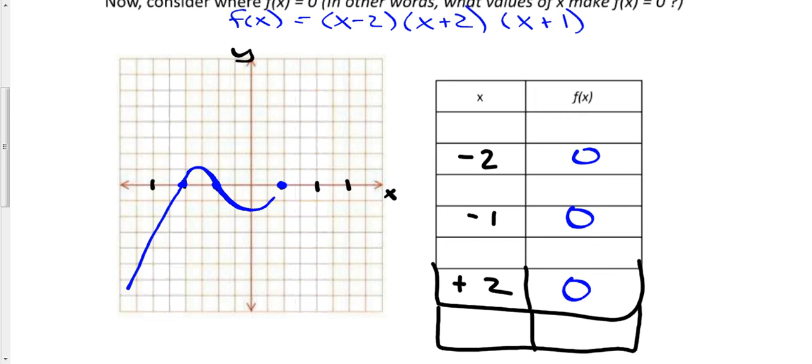And it's going to go up. Now, how far up? How far up here and how far down here? I don't know until I actually put some values in. Right? This is going to go down to negative infinity, right? And it's going to go up to positive infinity.